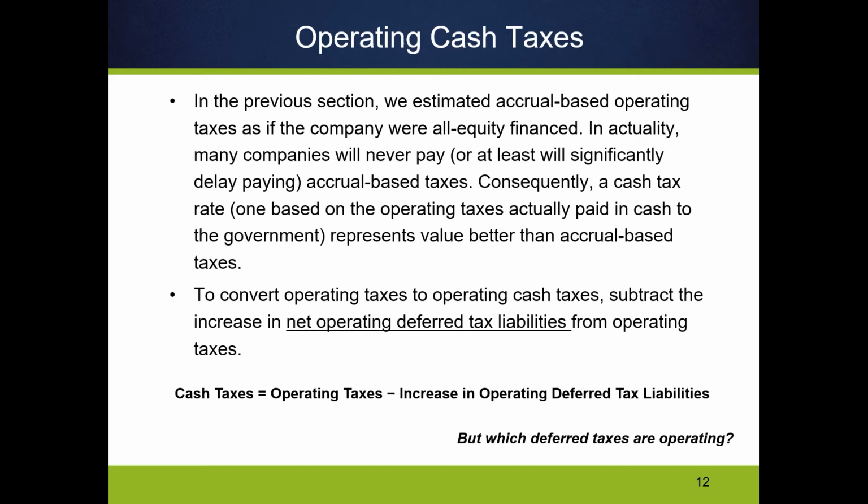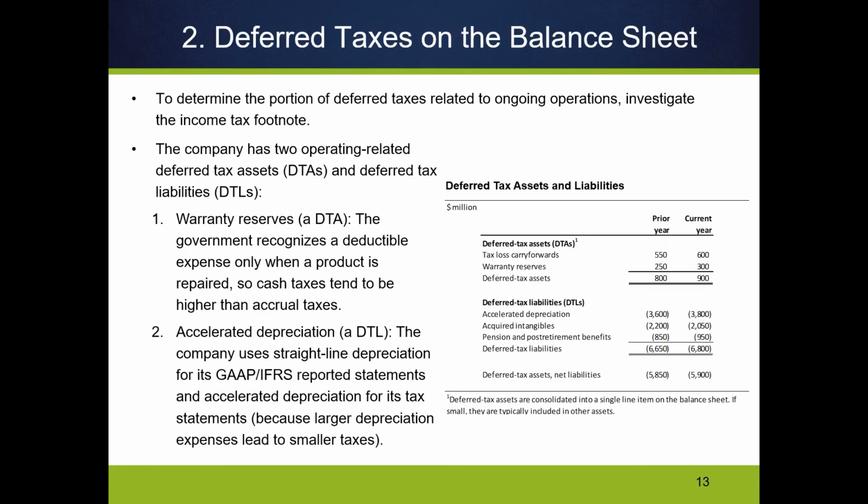So how do we identify these taxes and what do they look like? The first thing is we need to identify the deferred taxes. And we're going to look at the income tax footnote. If we look at the income tax footnote for this example firm that we've been using, we're going to see that we have two operating related deferred tax assets, but we have more deferred tax assets than just two.